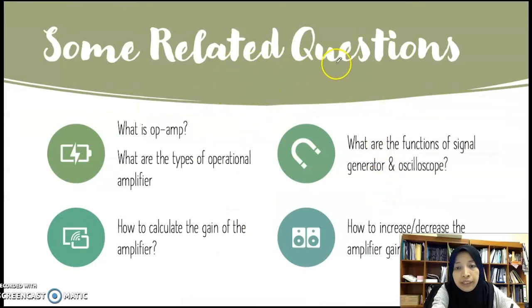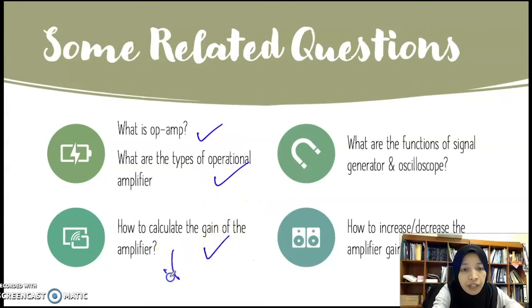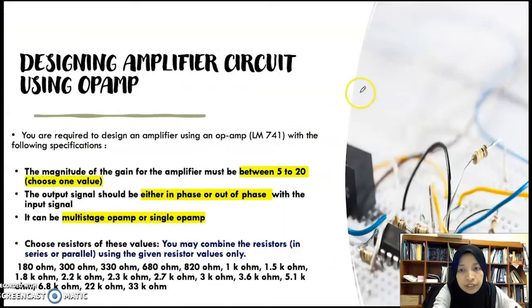Here are some related questions that can help you structure your open-ended lab. You can discuss what an op-amp actually is, what the types are, how you calculate and derive the gain, what the function of the function generator and oscilloscope is, and how you increase and decrease the amplifier gain. Use these questions as a guideline to start your theory and your discussion.